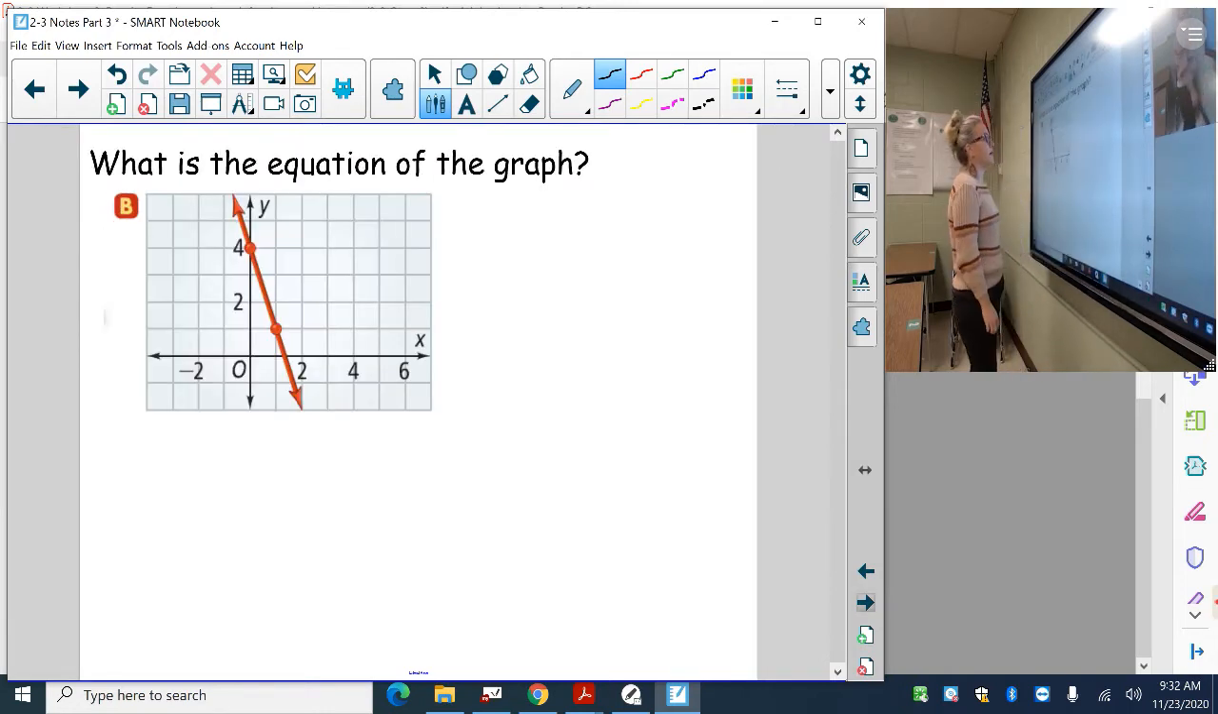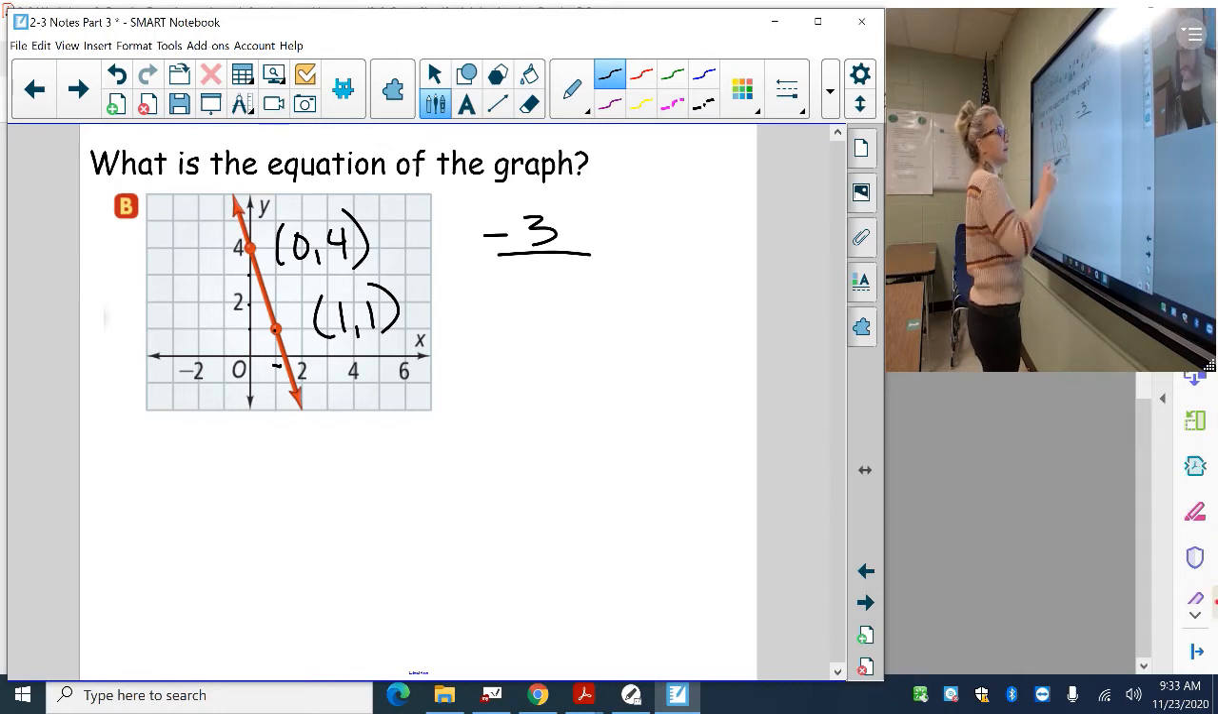So let's move on. What is the equation of this graph? Well, we have the point (0, 4), and we have the point (1, 1). So for the slope, you can now count from one point to the other. We're going to go down 1, 2, 3 over 1. So that would look like this.